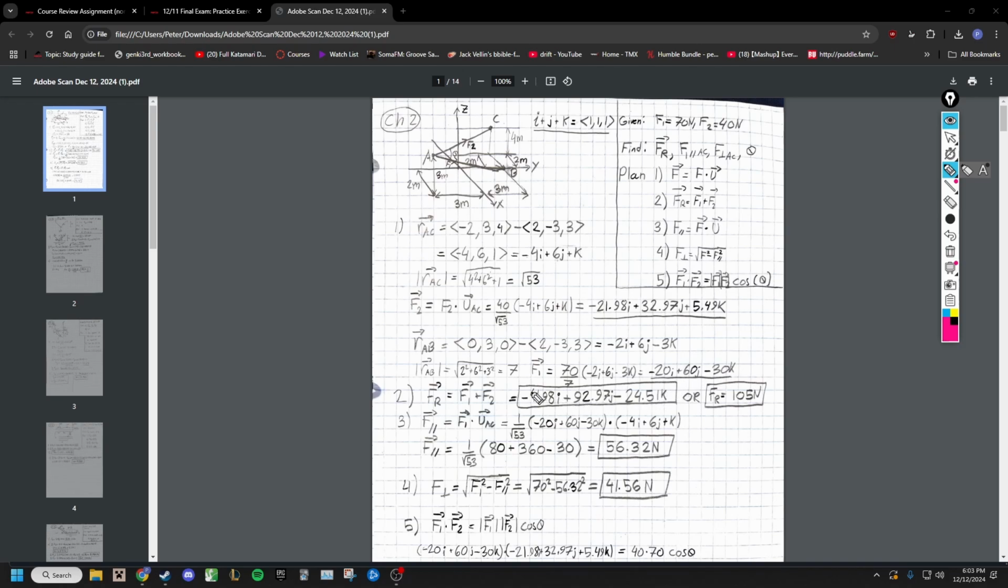And then all we have to do from here is, because they're already in vector form, we can just add them together, and we find that F_R equals negative 41.98i plus 92.97j minus 24.51k. Or we can write this as a magnitude, and we would do that by just squaring each component.